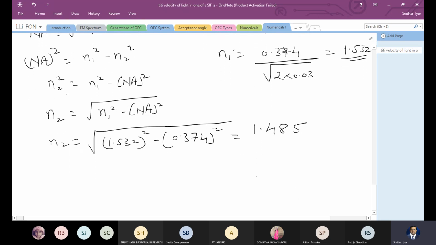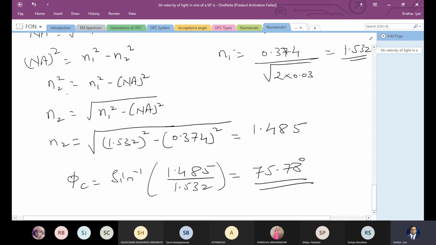So finally, with this, phi c can be calculated as sine inverse n2 by n1, which is 1.485 for n2 and 1.532 for n1. And when you do that, setting the calculator in degree mode, we get about 75.78 degrees. So this is the other numerical which we wanted to solve.